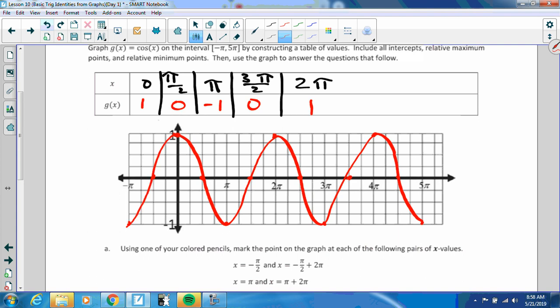So we graphed cosine. What are the differences that we see between sine and cosine? Look to the page on the front.